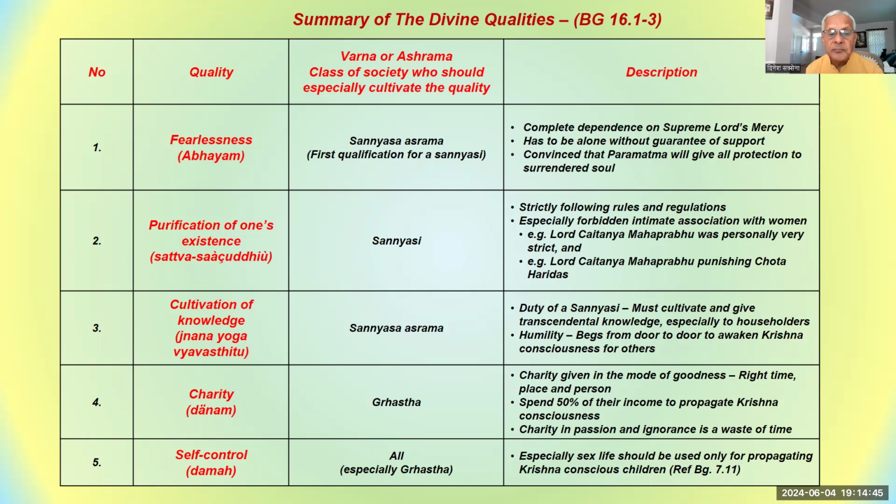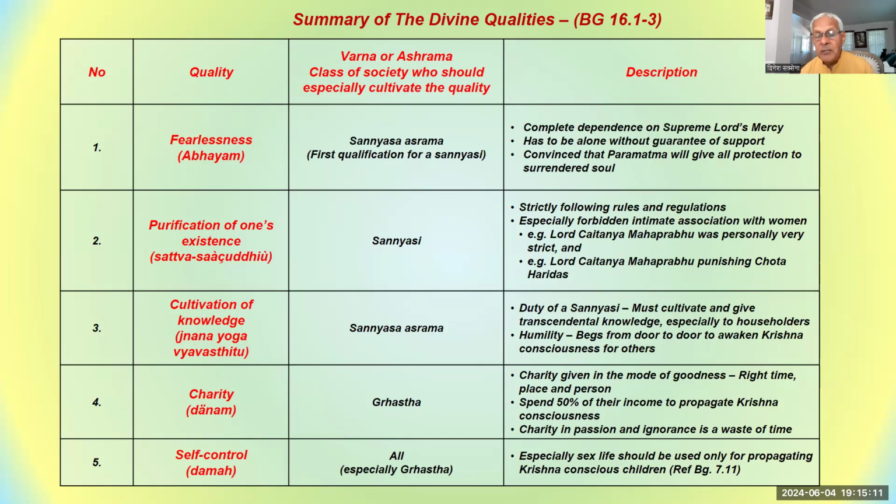Cultivation of knowledge, jnana yoga vyavasthiti, sannyasa ashram. The duty of a sannyasi is to cultivate and give transcendental knowledge, especially to householders. Humility, begging from door to door to awaken Krishna consciousness for others. So this cultivation of knowledge, jnana yoga vyavasthiti, is not only for sannyasis.